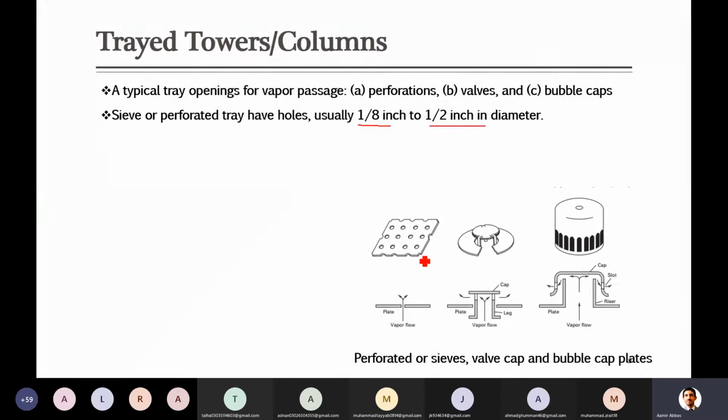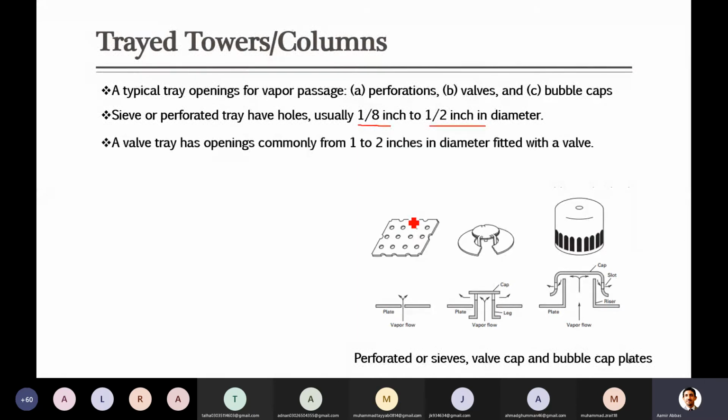On the surface of the tray there are holes, and through these holes the vapor coming from the bottom tray will just pass through and come in contact with the liquid and then keep on moving towards the top. Then there are the valve trays.